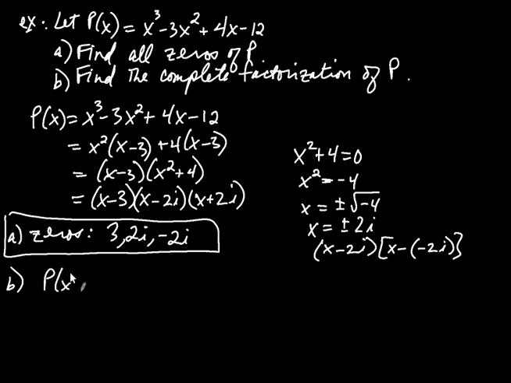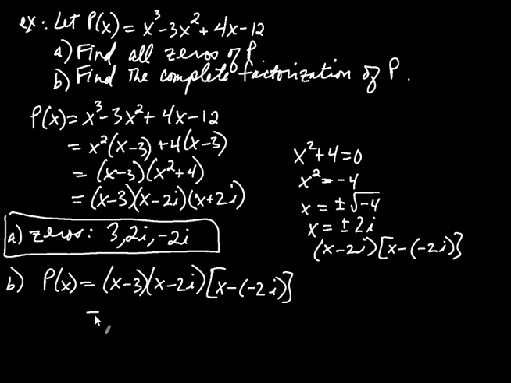So the polynomial can be written as a product of factors where it's x take away the zeros. So x take away the first zero, x take away the second zero, and then finally x take away this third zero, x take away negative 2i. So it's actually x take away 3, x take away 2i, and then x plus 2i, which is what I did up there, but I could have saved that down here because that's my answer for part B.